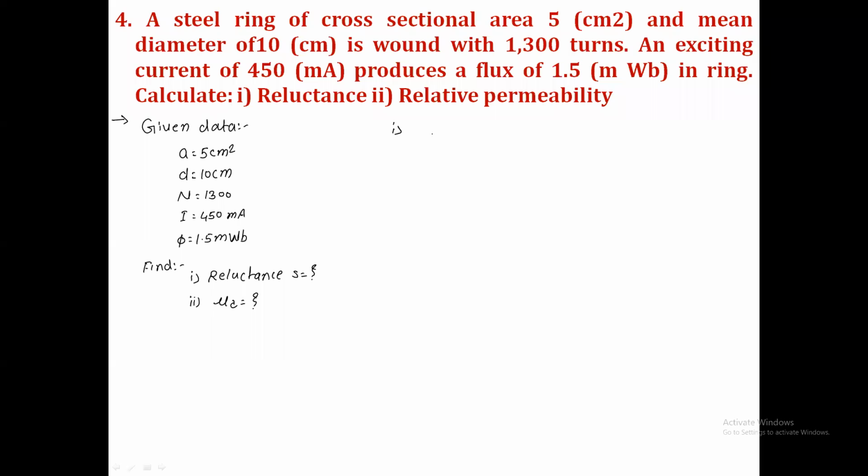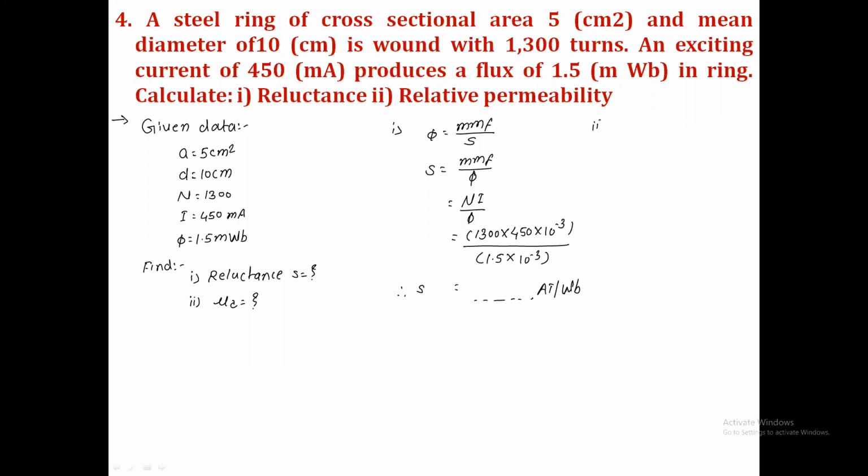First, you use the basic formula, phi is equal to MMF upon reluctance. So S is equal to MMF upon phi, which is equal to Ni upon phi. That is nothing but 1300 into 450 into 10 raised to minus 3, divided by phi, which is 1.5 into 10 raised to minus 3. So definitely you will get a certain value. The unit is ampere turn per weber.